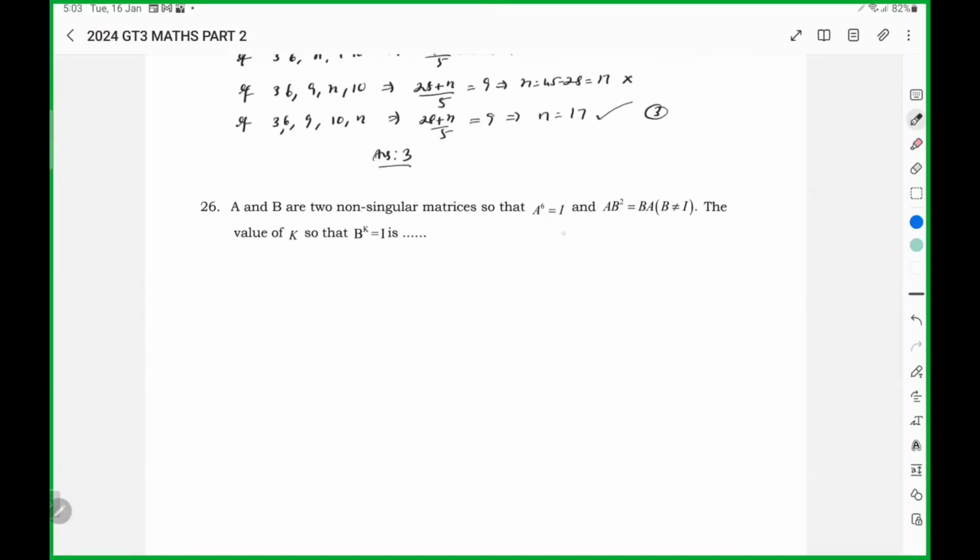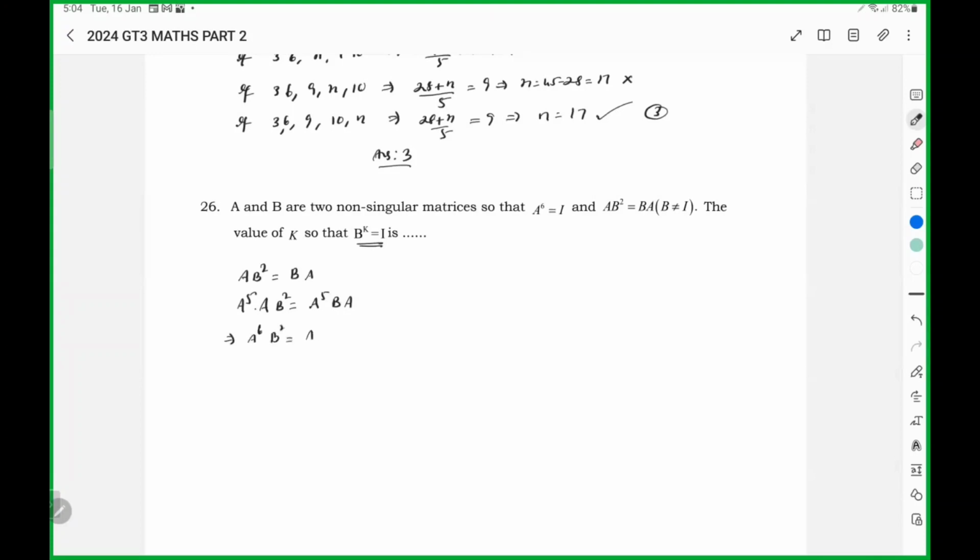Here A and B are 2 non-singular matrices. A power 6 is I. So we have to find k such that B power k is identity. So AB square, what we know is BA, B is not identity. Then multiply both sides with A power 5. So we'll have A power 6.